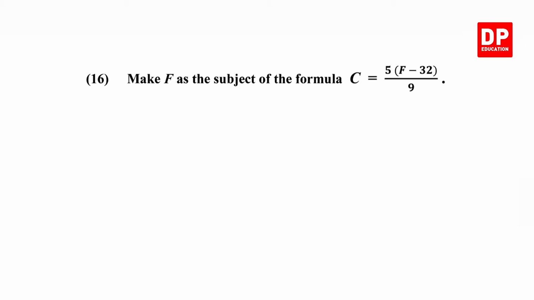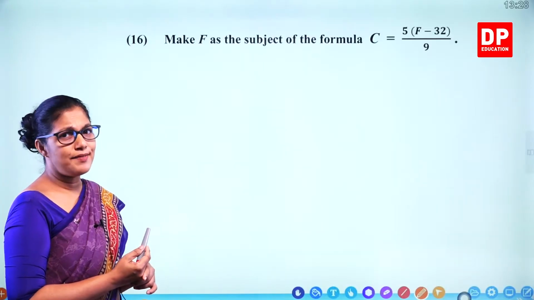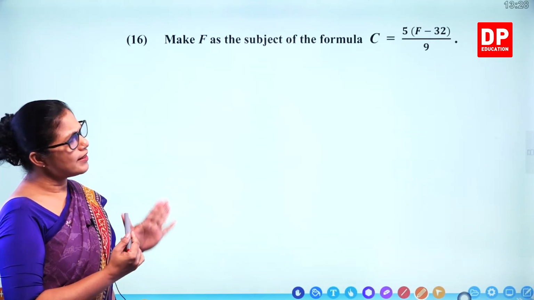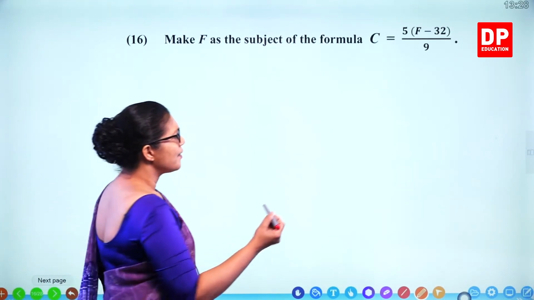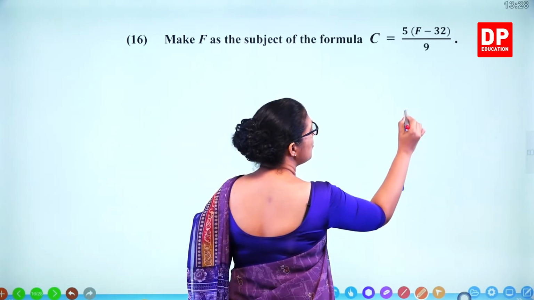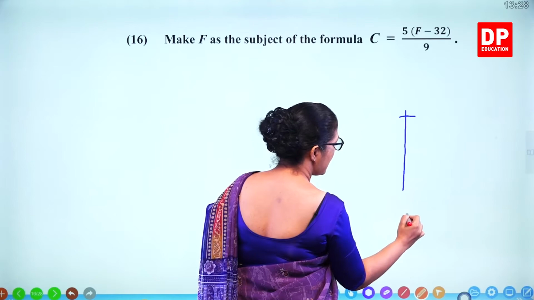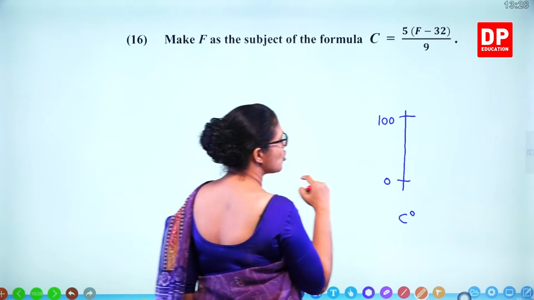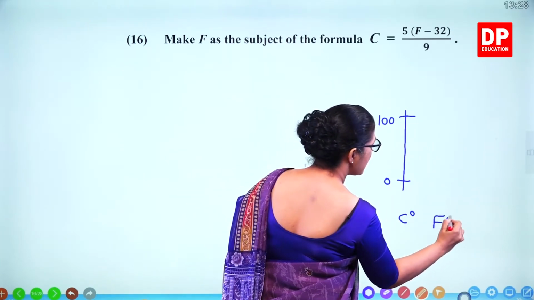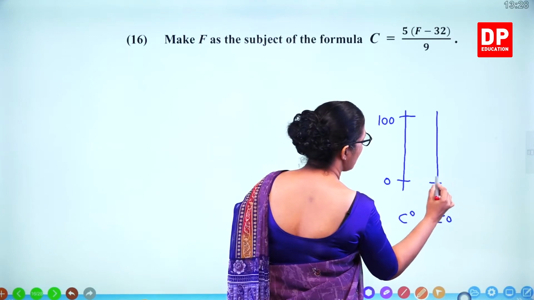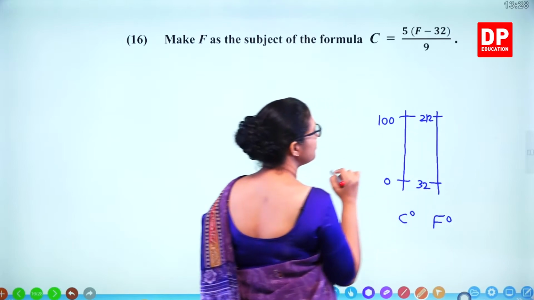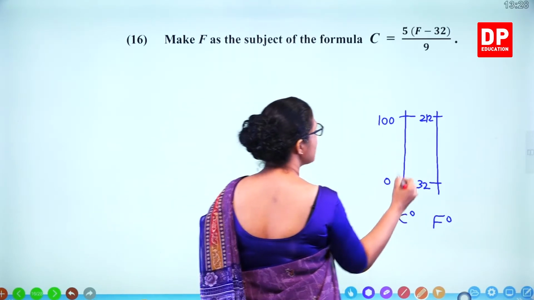Question number 16. Make F as the subject of the formula. So you already know in science, Celsius conversion to Fahrenheit. Can you remember how you get this formula? So think about the thermometer with Celsius, 0 to 100, highest temperature. Then Fahrenheit, 32 to 212. So what's the difference? 100.